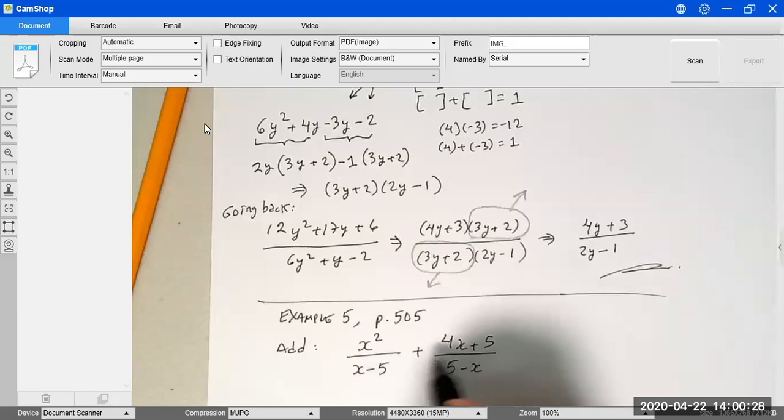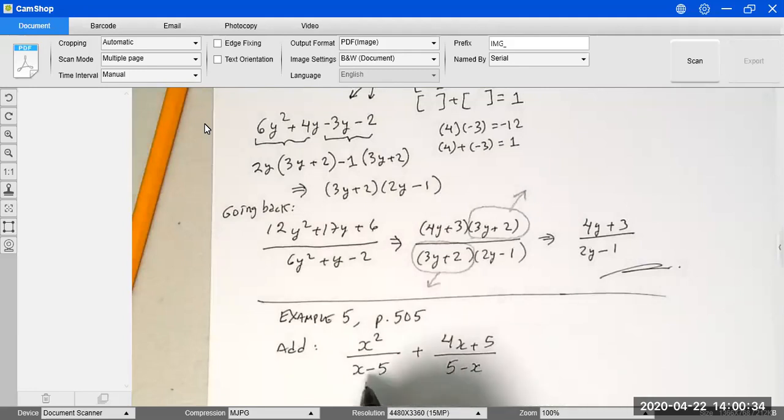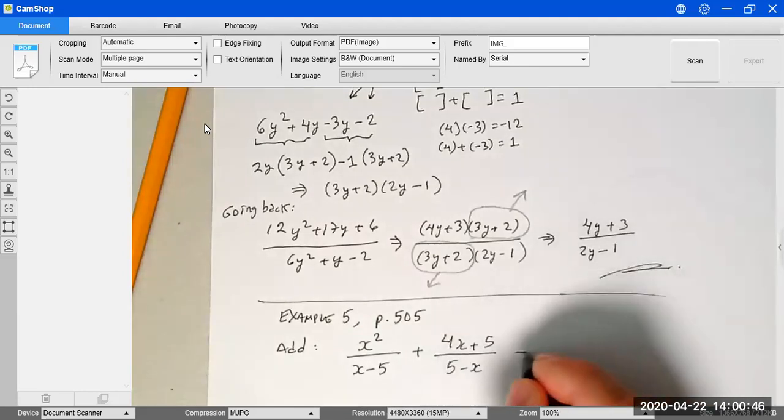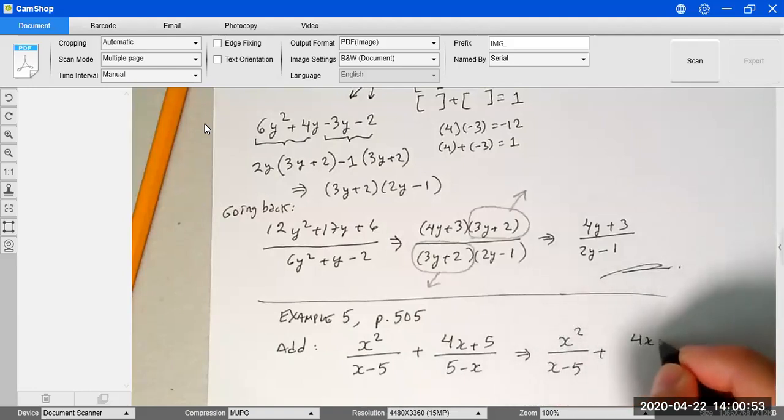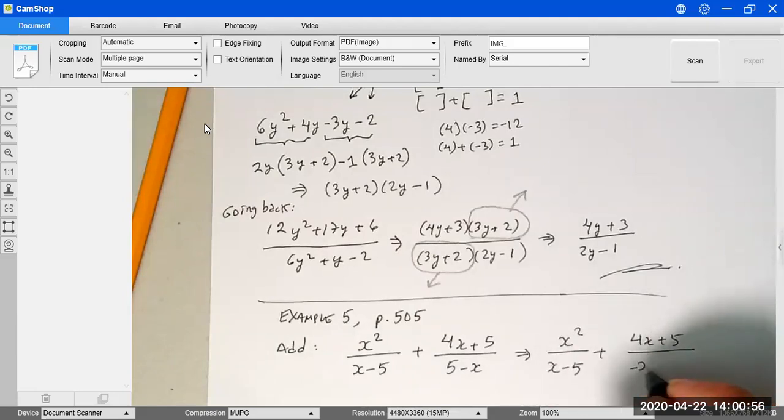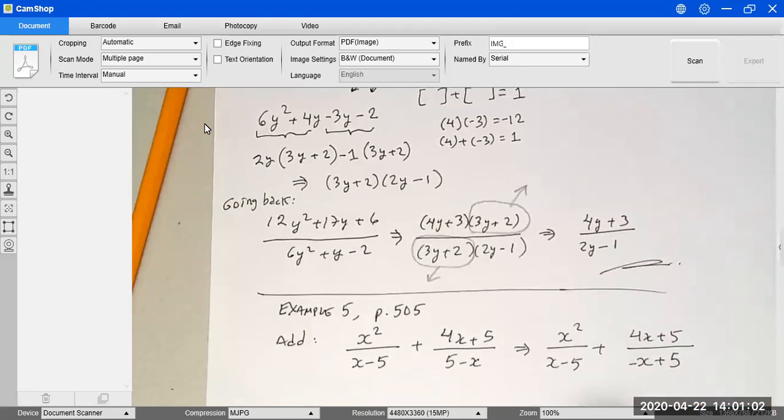So let's rewrite these rational expressions by expressing the denominators in the traditional form, which is just writing in a descending order of powers of x. So we're going to have x squared over x minus 5 plus 4x plus 5. And in this case, we need to write first the x and then the constant term. So you can see here that these are not the same. But you can see here also that you can factor out the negative sign out of this denominator.